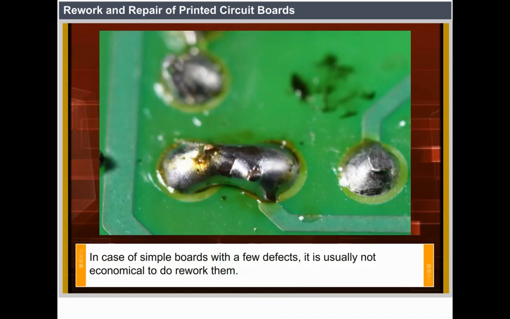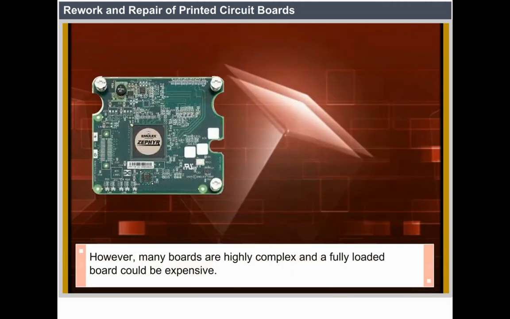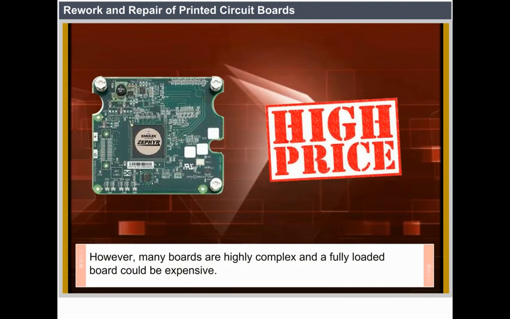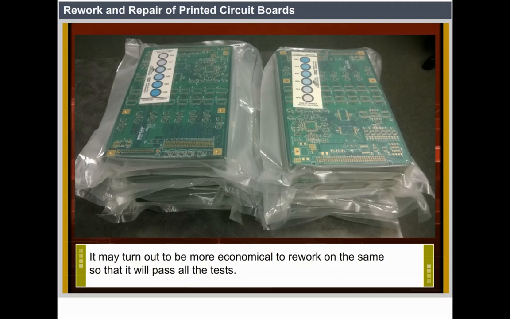In the case of simple boards with a few defects, it is usually not economical to rework them. However, many boards are highly complex and a fully loaded board could be expensive. It may turn out to be more economical to rework it so that it will pass all the tests.